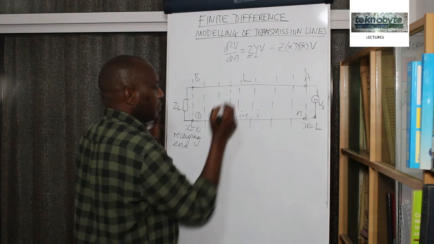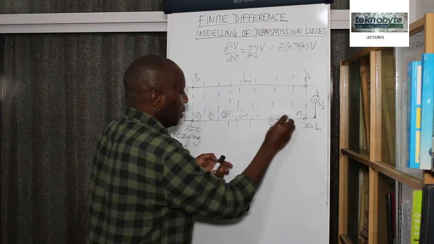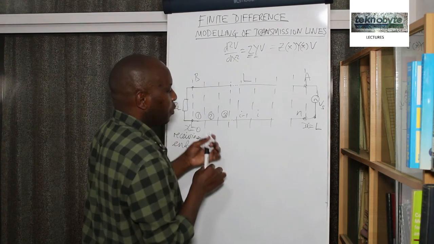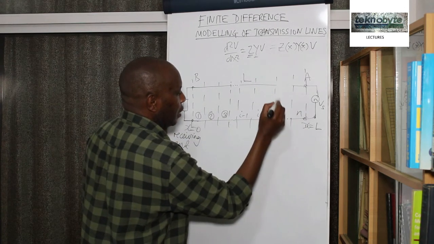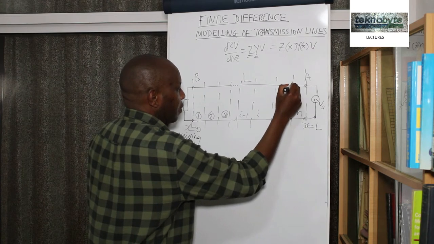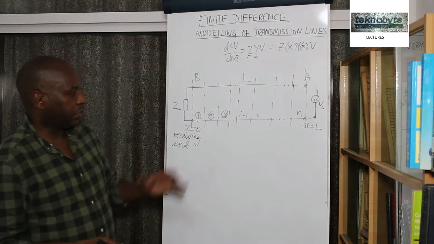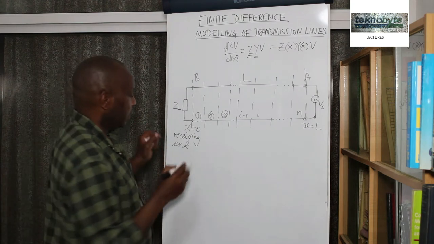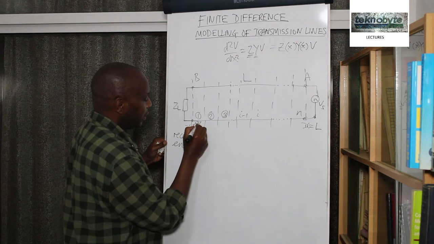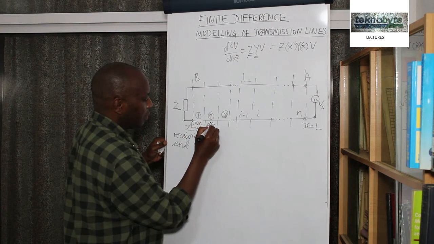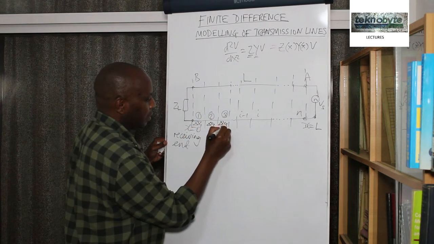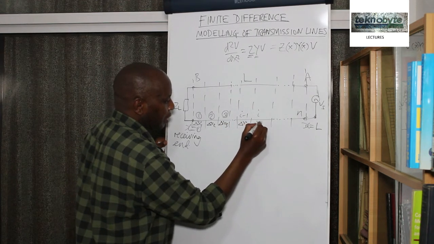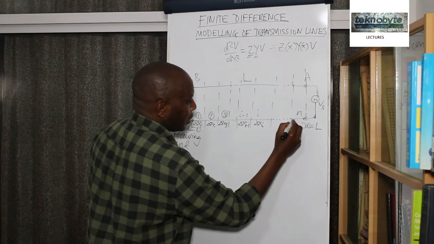We can put some dots here, and again we leave some gap to indicate that there are more sections between section i and section n. So we have divided this line into n sections. They don't have to be of equal length, so we can designate the lengths as delta x1, delta x2, delta x3, delta x i minus 1, delta xi, and delta xn.